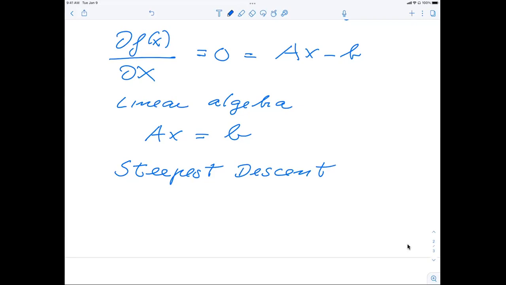The steepest descent is a kind of introduction to a set of methods for finding the solution to such an optimization problem, df of x over dx equal to 0. And the more refined method is something which is called the conjugate gradient method.